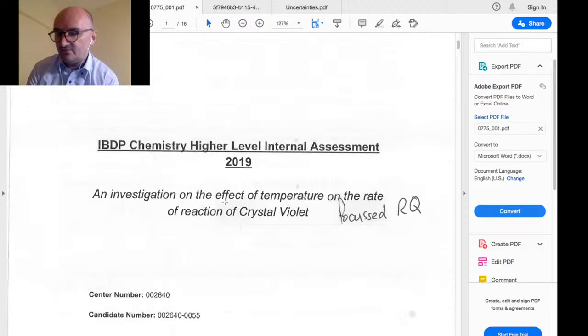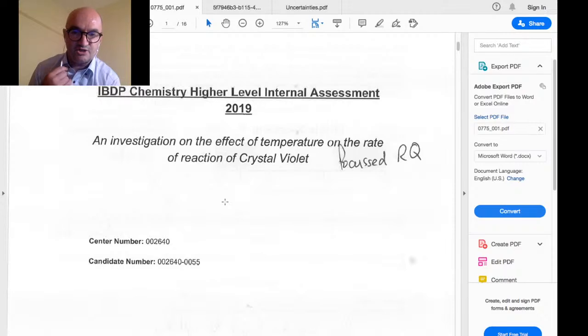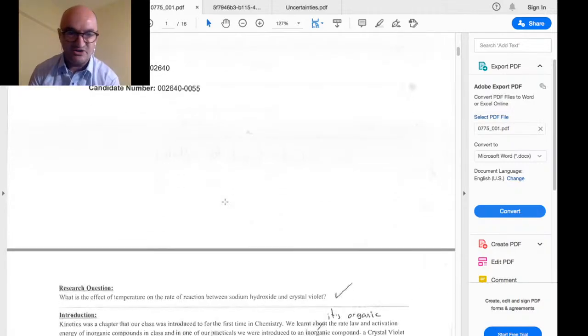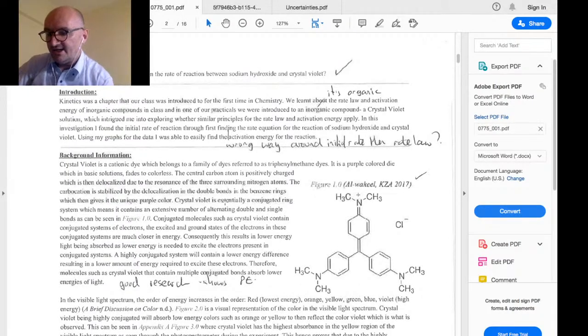So the first IA which I shared for marking was the effect of temperature on the rate of reaction of crystal violet. First thing I noticed, this is a very focused research question. This was a real candidate from last year, and I did ask her permission to use this today, and she was quite happy for us to use it as part of this training. Okay, I'm not going to read the IA verbatim as we go through it. I am going to, however, highlight the comments that I would make if I were moderating this IA.